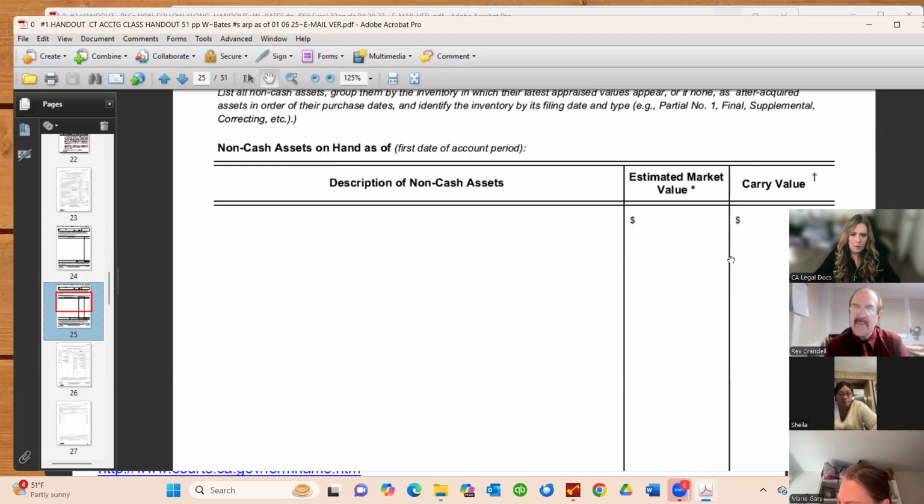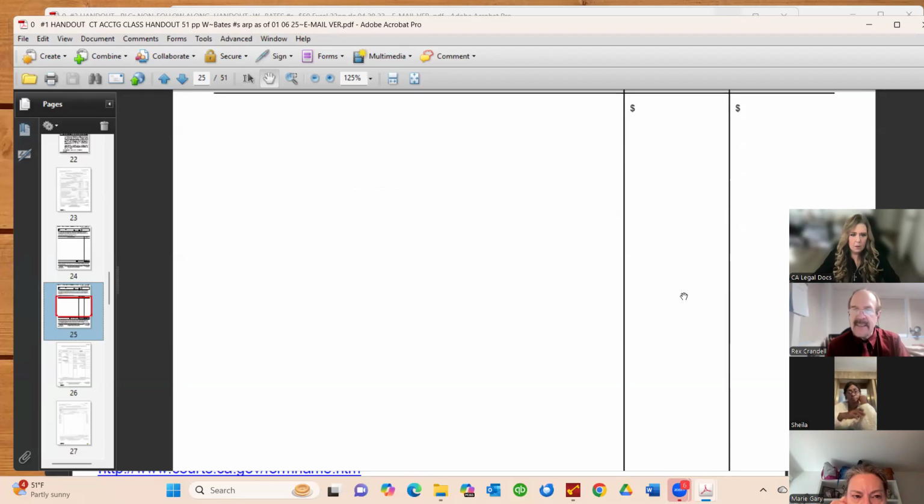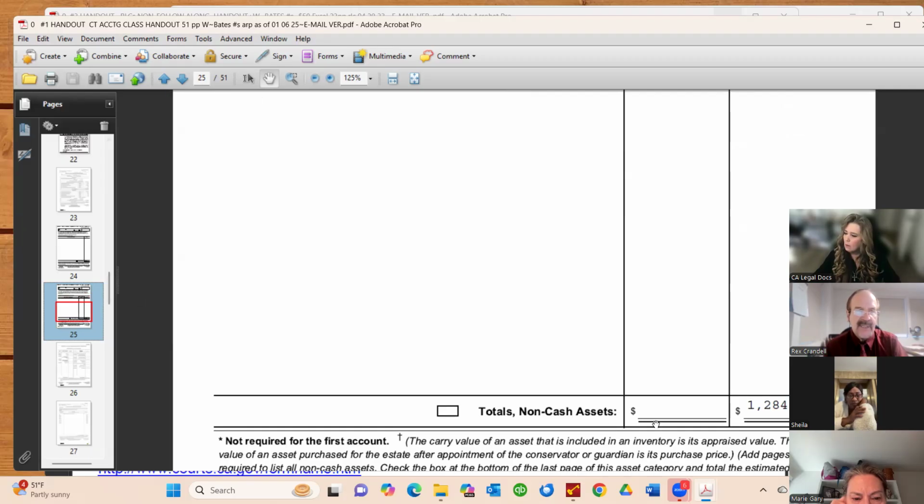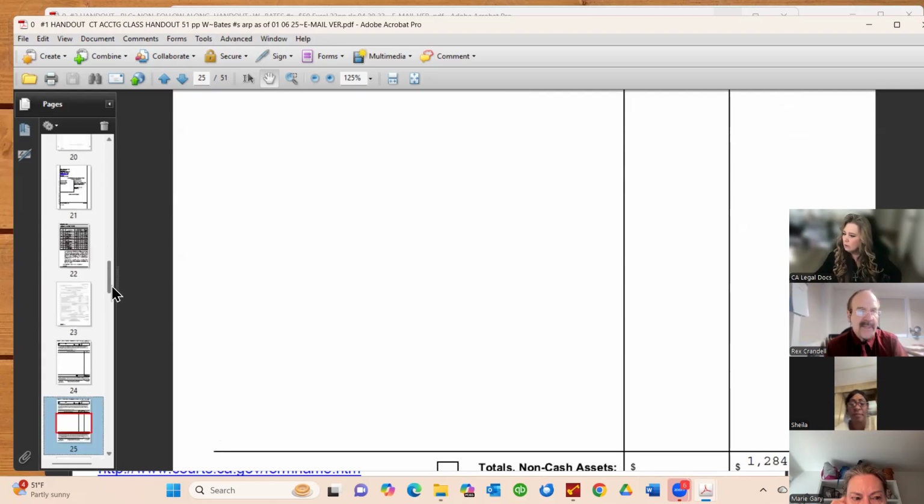In the non-cash assets, we have a new column, and this column is called estimated market value. You do not use that column in your first account current, but from the second onward, you need to estimate the market value of your assets. And you don't need an appraisal. If it's real property, a Zillow estimate is good enough. You don't have to justify where you got the number. If it's a stock portfolio, you would take the fair market value from the broker statement on the date of the accounting. And the next column, carry value, never changes. So that's the detail from cash and non-cash assets at the beginning of the account. And you just carry that forward to the GC 400 summary that we spoke about originally.